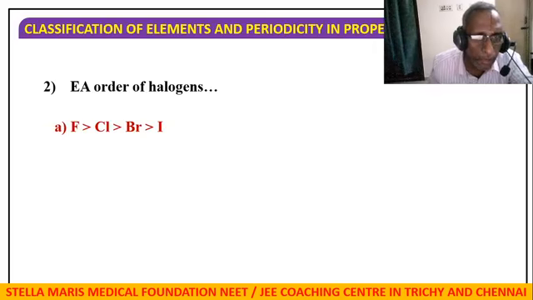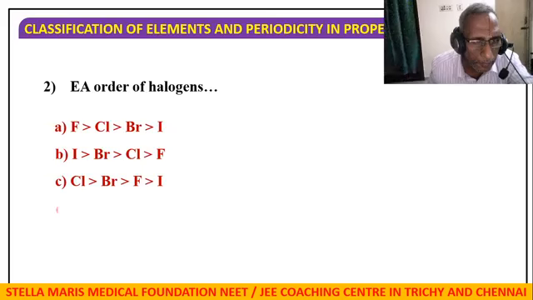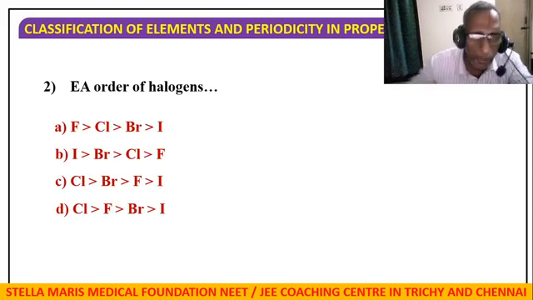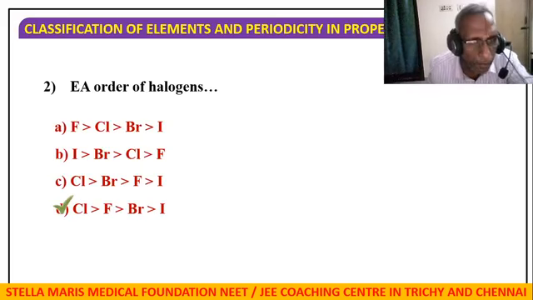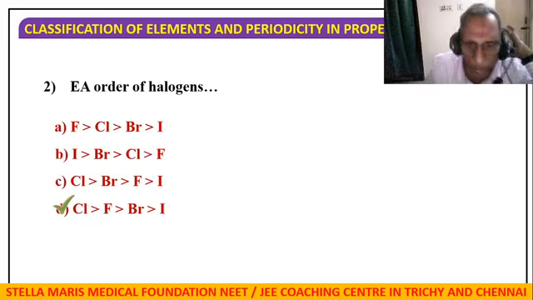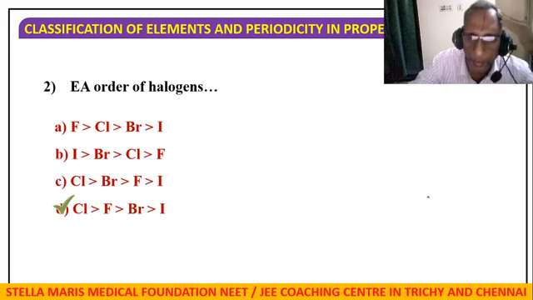So, electron gain enthalpy order for halogens. For halogens, what is the effect we have seen? Electron gain enthalpy.